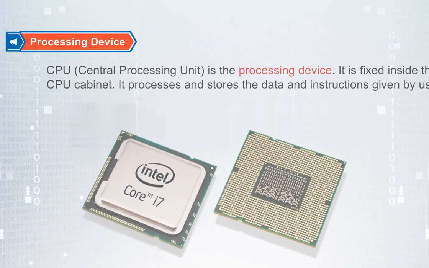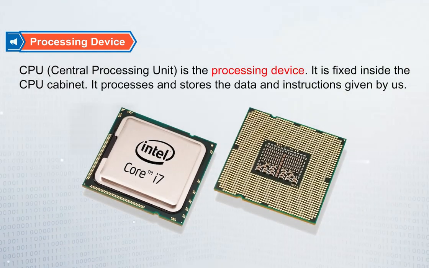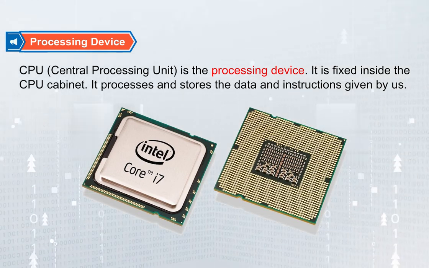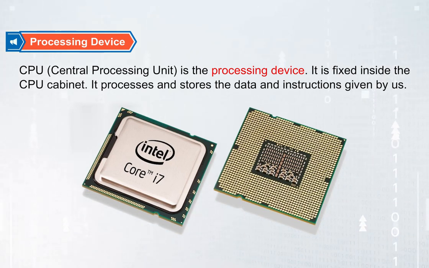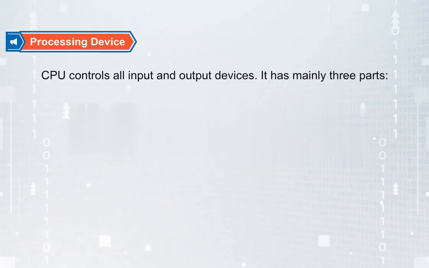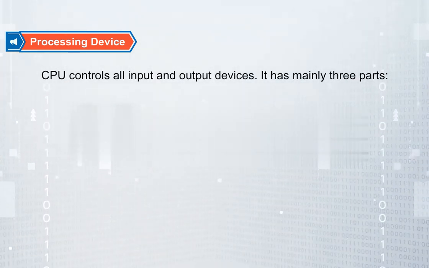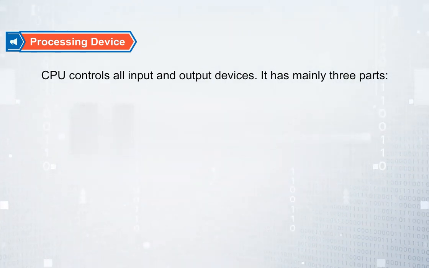Processing device. CPU, Central Processing Unit, is the processing device. It is fixed inside the CPU cabinet. It processes and stores the data and instructions given by us. CPU controls all input and output devices. It has mainly three parts.